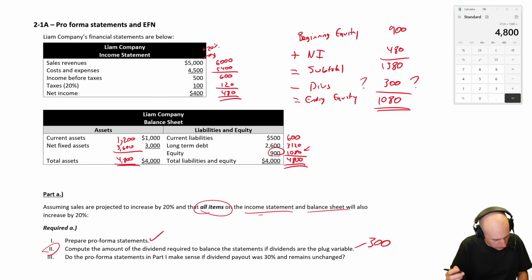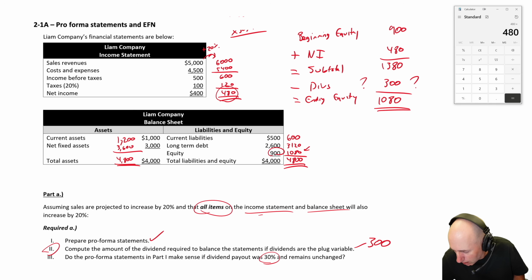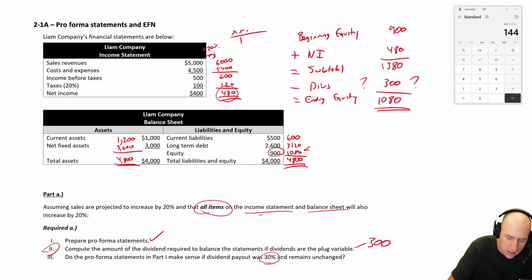Now, let's look at part three. It says, do the pro forma statements in part one make sense if the dividend payout was 30%? So the company always pays a 30% dividend. Does this work? Well, what is a 30% dividend? It's 30% of net income. That's what they're talking about. So 480 times 30%, 480 times 0.3, it's a 144 dividend.